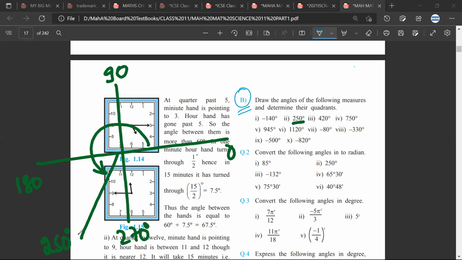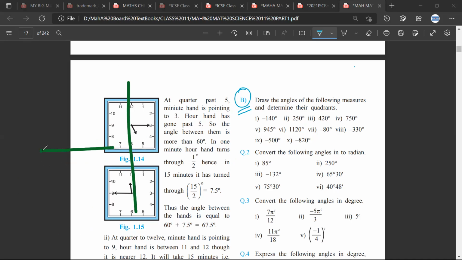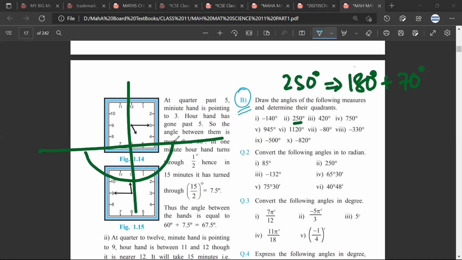And of course, if you want to plot it exactly using the protractor, then you'll have to do a basic calculation: 250 degree is equal to 180 plus 70 degree. So 180 would be here. You'll put your protractor here, and you'll have to measure about 70 degree from here. Have you understood what I've done?